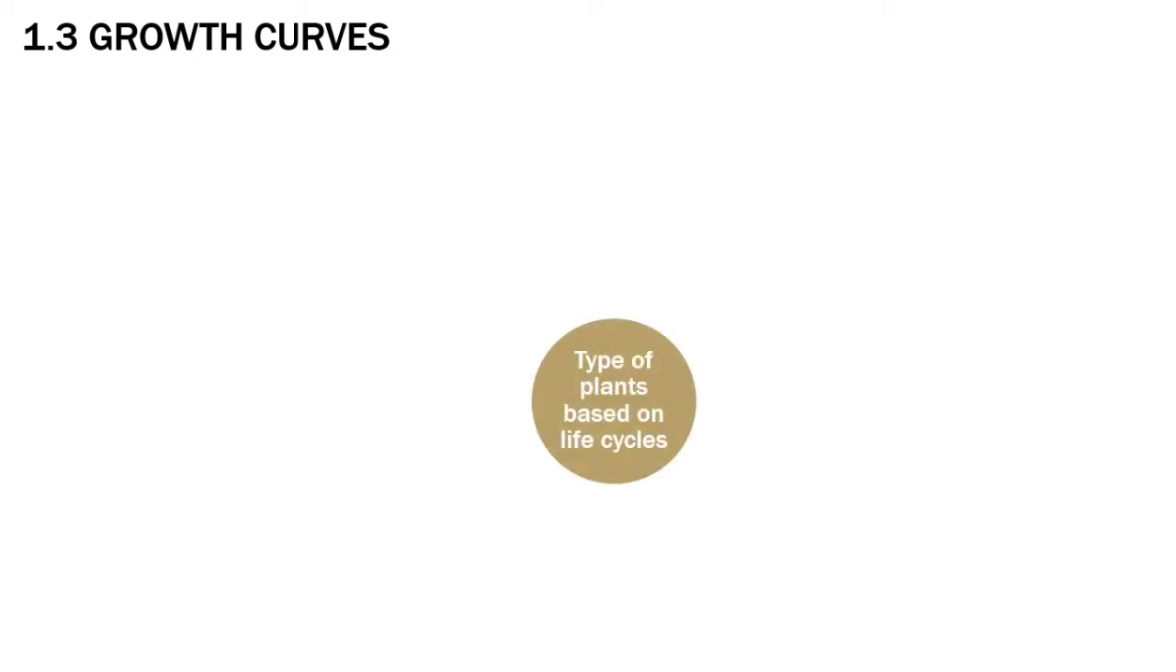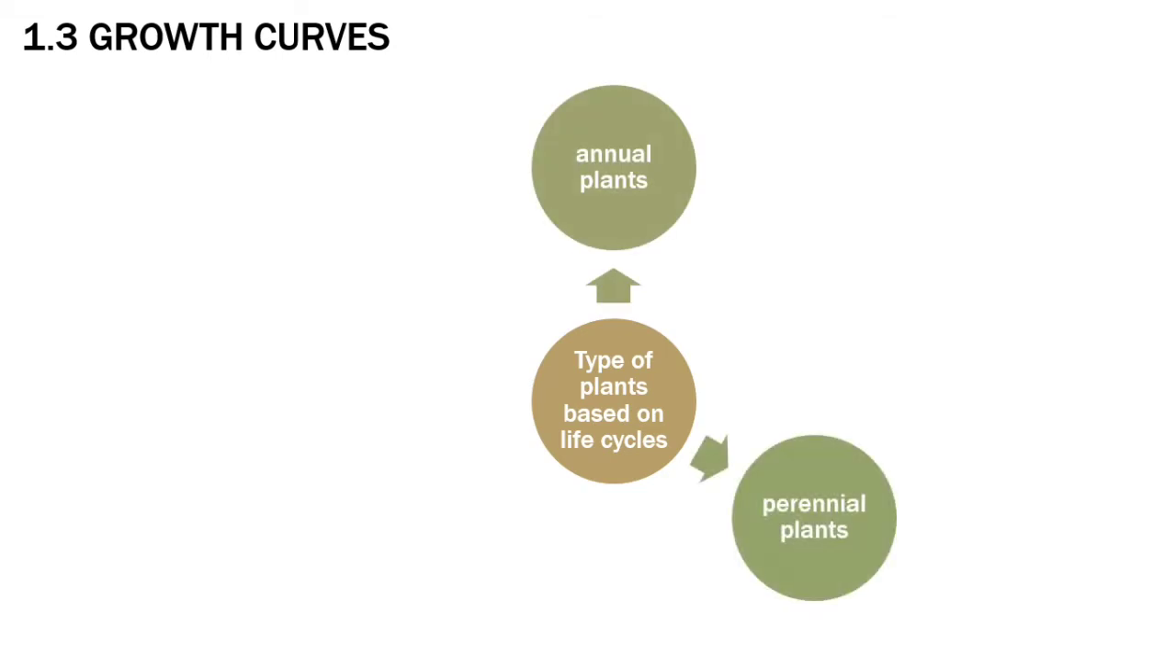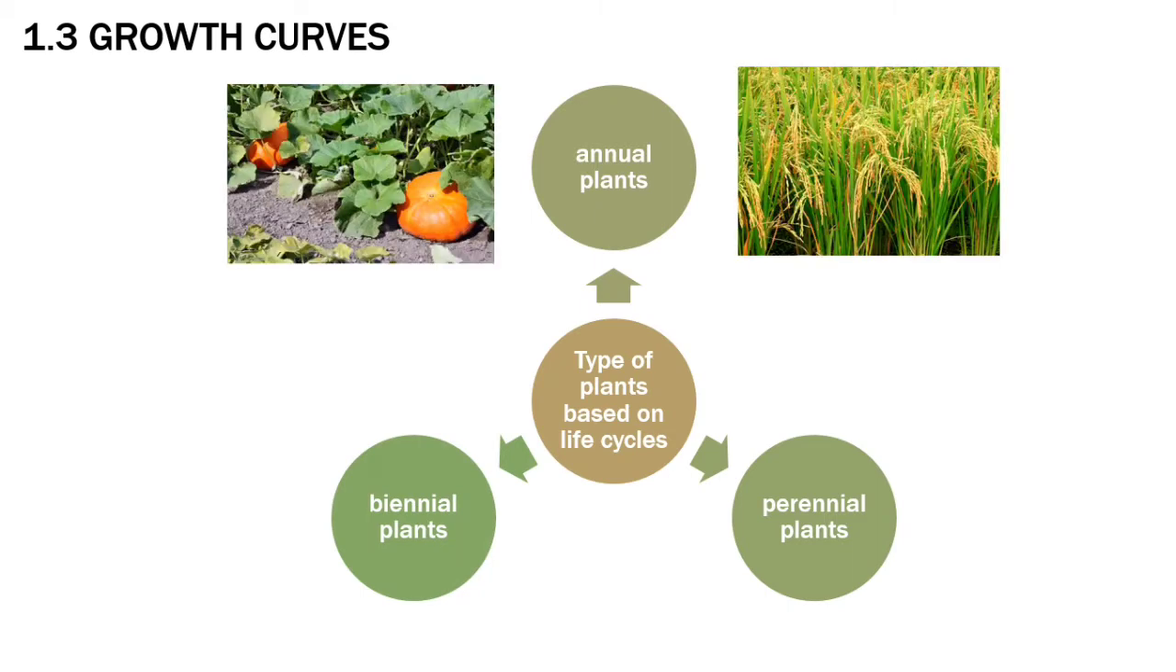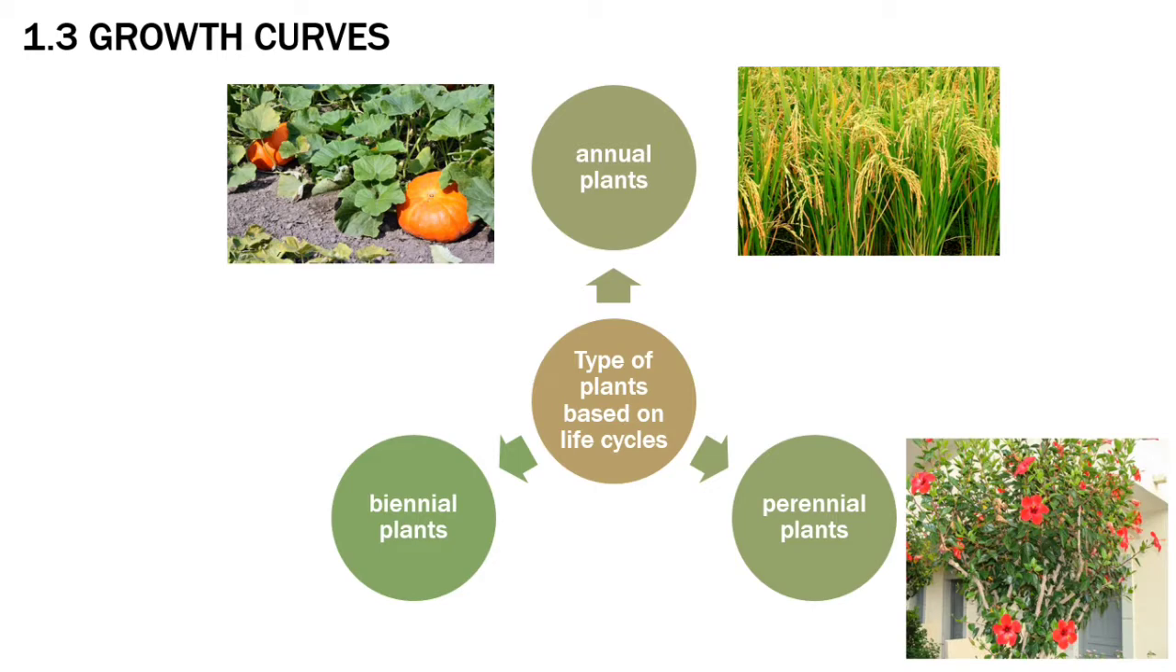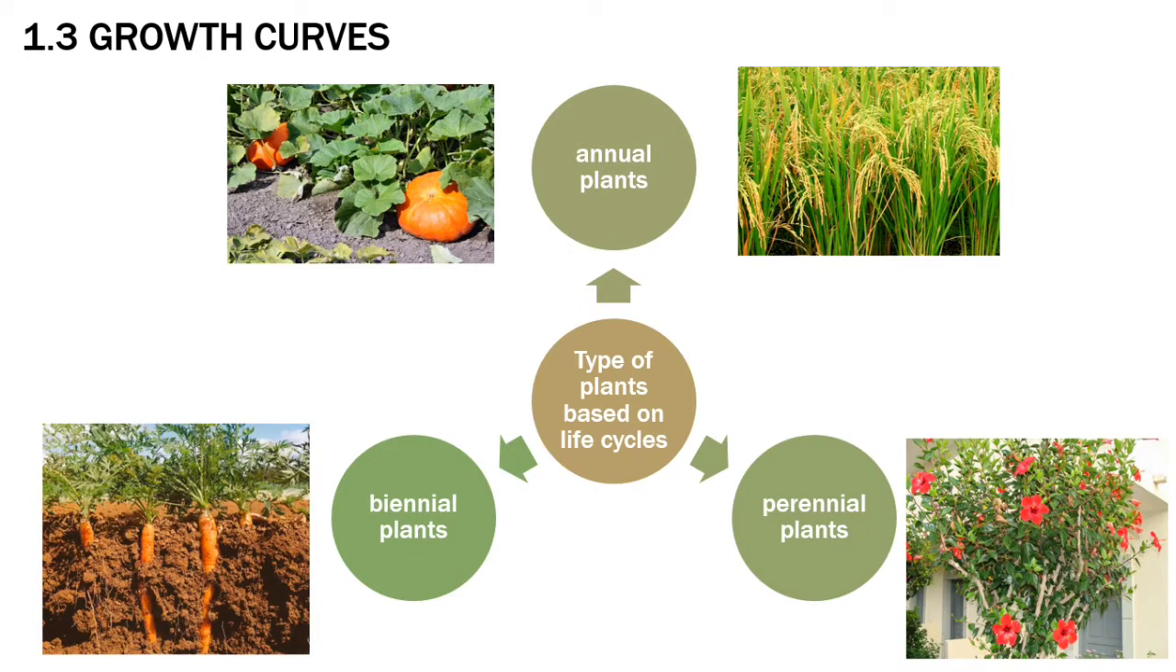Before we learn about the growth curve, there are several types of plant based on their life cycle, which are annual plant, perennial plants, biennial plants. So this is the example of annual plant, perennial plant and biennial plant. Let's discuss more about annual plant, perennial plant and biennial plant.